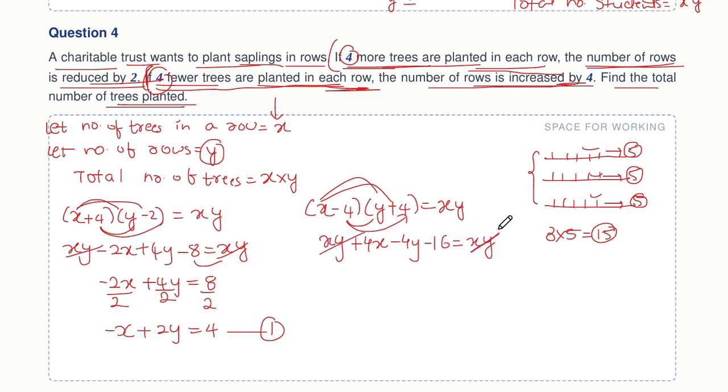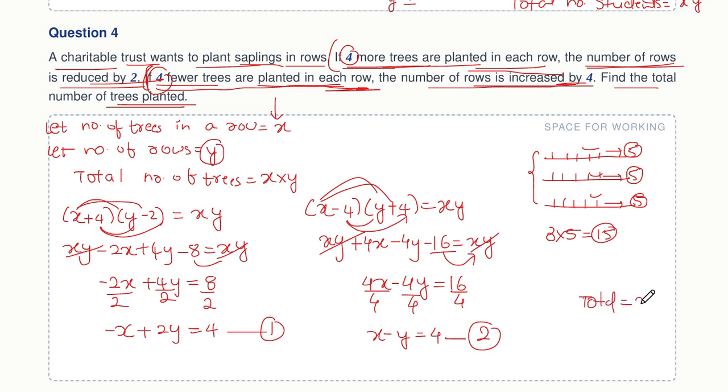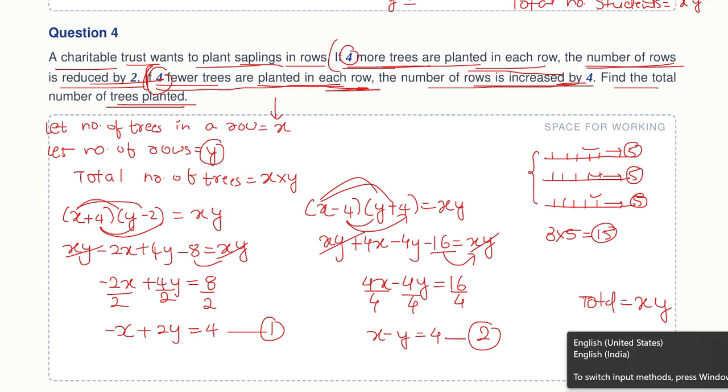So this xy will get cancelled. 4x minus 4y, if we take minus 16 to that side, it becomes plus 16. Then each term we can divide by 4. So we'll get x minus y is equal to 4, for the 16. So second equation is x minus y is equal to 4. So you can easily eliminate using these two equations to find out x and y. Then in the end, to find out total number of trees, just multiply x into y. So we'll get total number of trees.